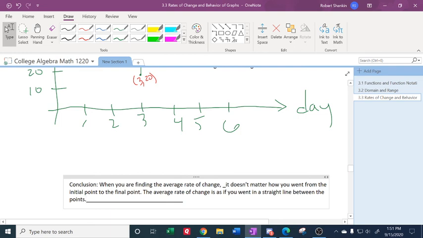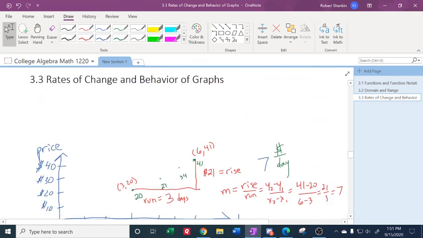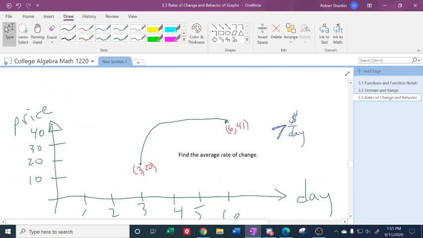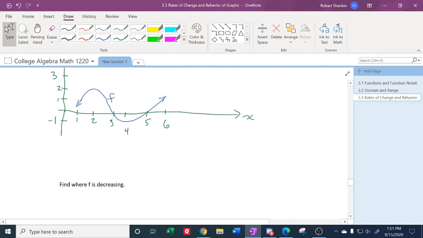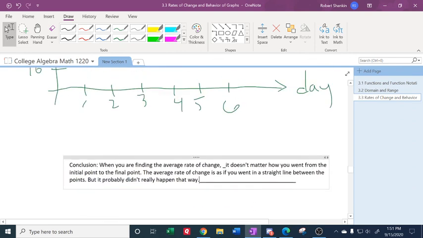But it probably didn't really happen that way. Average rate of change says if we went in a straight line from here to here, the slope would be this. If you rose $7 a day, you'd get from here to here. But it probably didn't happen that way. It may well have happened something like this. Average rate of change doesn't care. It just gives you the slope of that average.